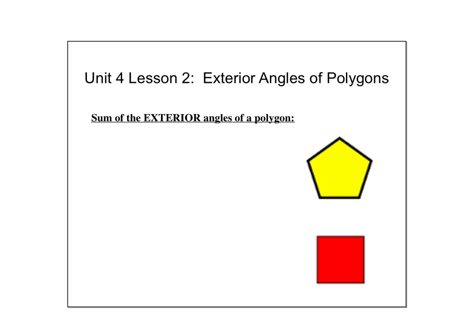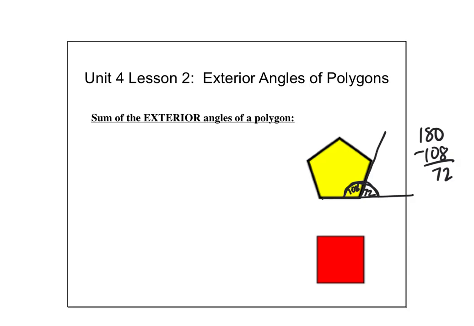Here we have a yellow pentagon, and I don't know if you remember this from yesterday, but this angle inside of the pentagon is 108 degrees. And if we wanted to find the exterior angle, these two together should add up to 180. And 180 minus 108 is 72. So this exterior angle is 72 degrees.